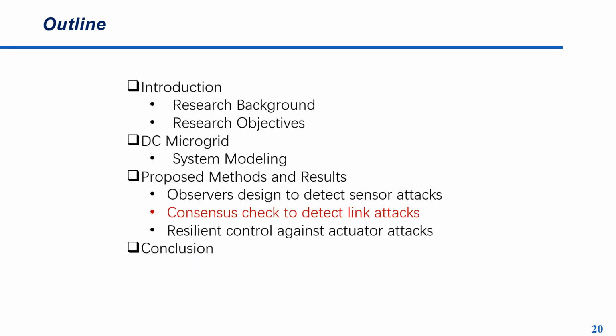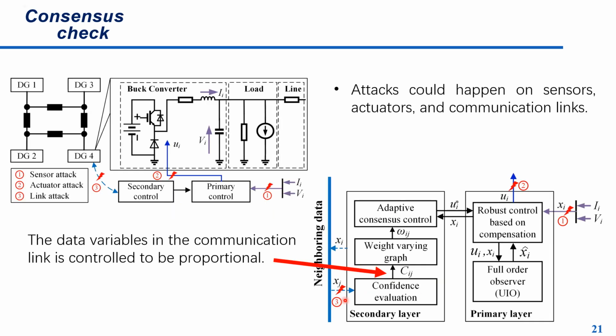Next, I will introduce the consensus check method to detect link attacks. First, let's take a look at what the variables in the communication links are. There are voltage and current signals from neighbors. Those variables are controlled in proportion to each other. So based on this, we can propose an evaluation method to judge the trustworthiness of data transmitted from neighbors using a proposed indicator C here.